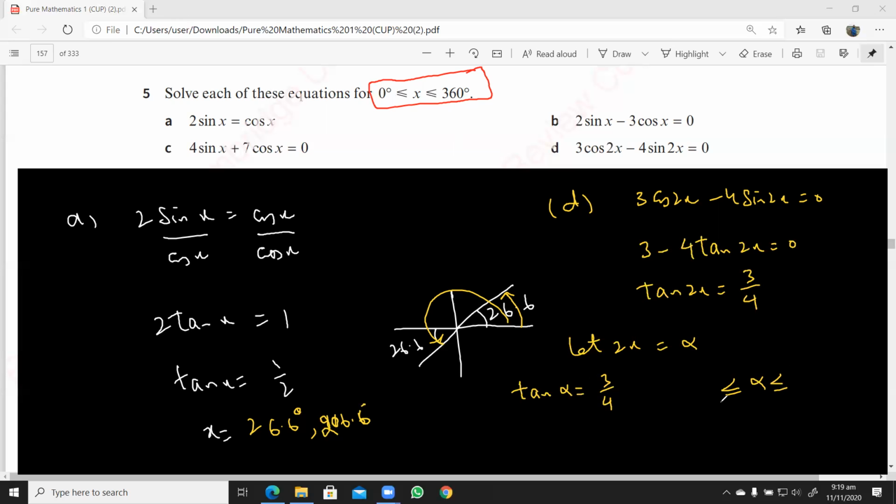0 to 720, because when you put the lower limit x as 0, you get alpha as 0. And when you put the upper limit of x, you get 720 degrees. So that means you will have to look for this angle up to 2 revolutions, from 0 to 720 degrees.